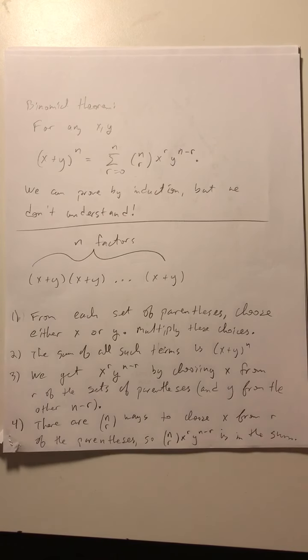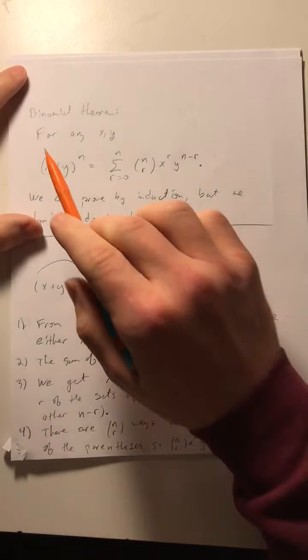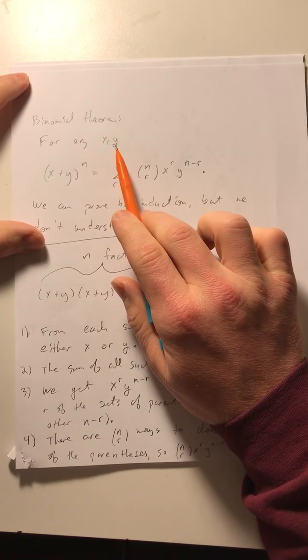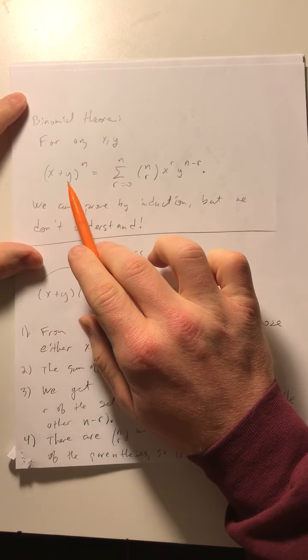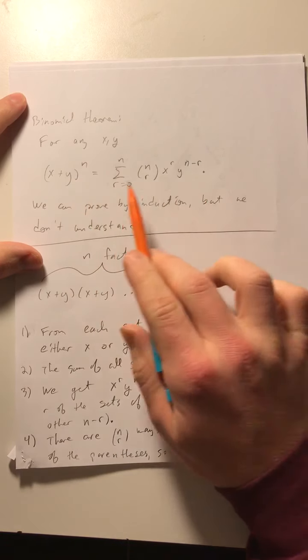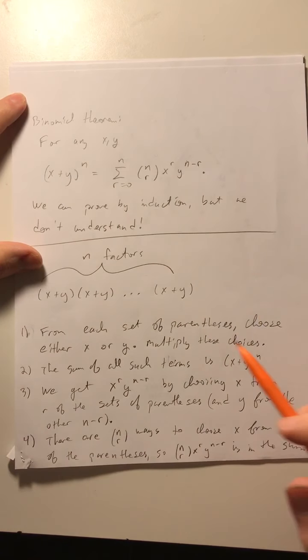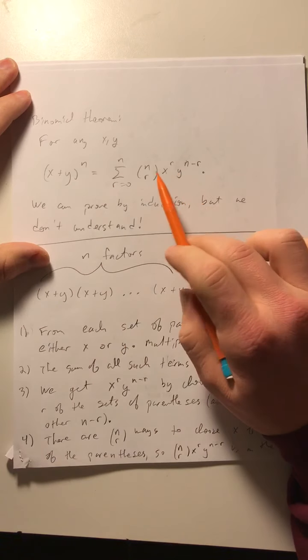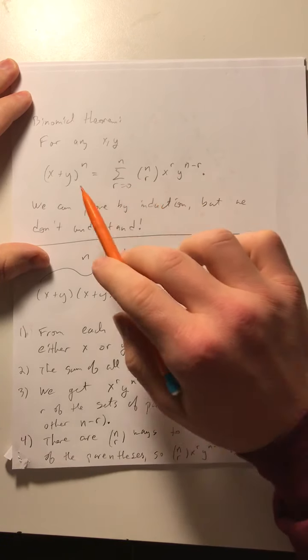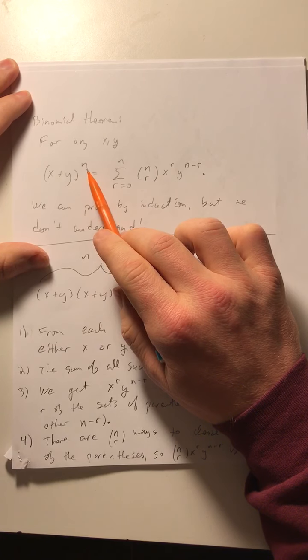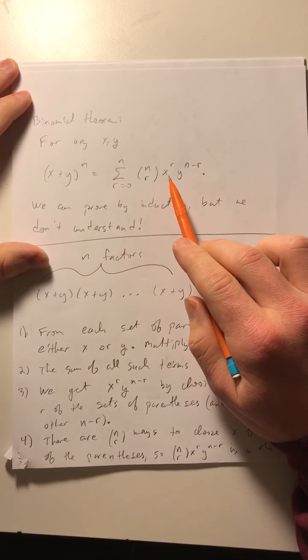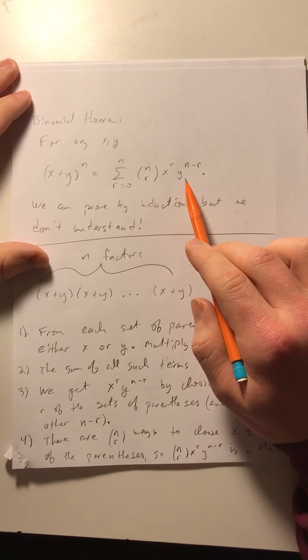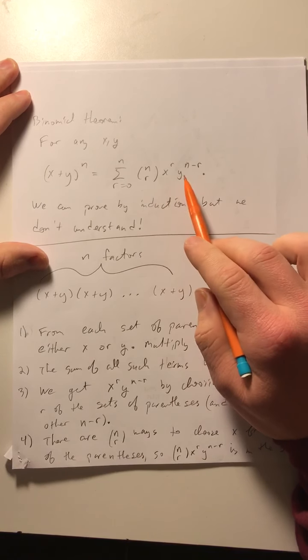So now we're going to look at something else called the binomial theorem. The binomial theorem says that for any real numbers x and y, if I do x plus y raised to the power n, I get a sum of this form. So I'm going to have x to the power r, y to the power n minus r for all these r's. For example, if I have n equal to 3, I'm going to have x to the third and no y term, and then an x squared y, and then an x y squared, and then a y to the third term.